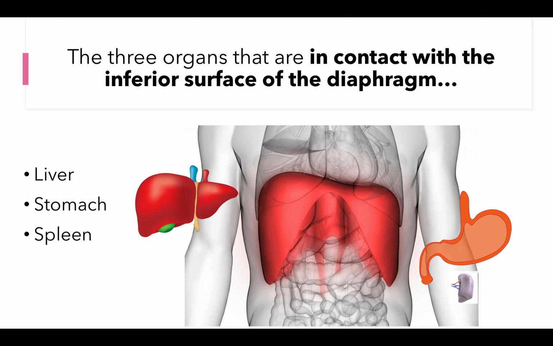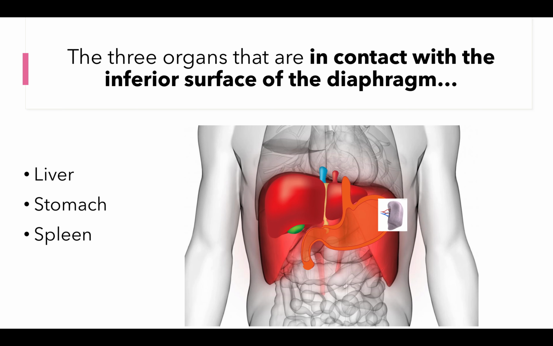Again, here we have the liver, stomach, and spleen. These are the organs that come into contact with the inferior surface of the diaphragm. So the liver, the stomach, and the spleen.